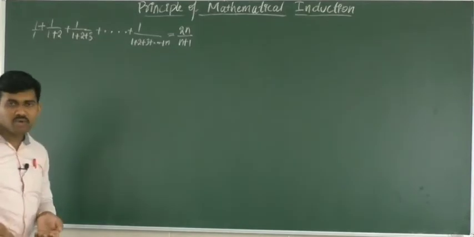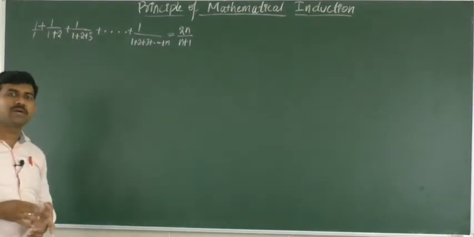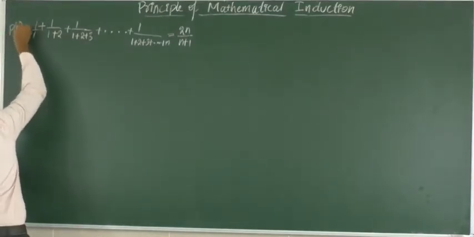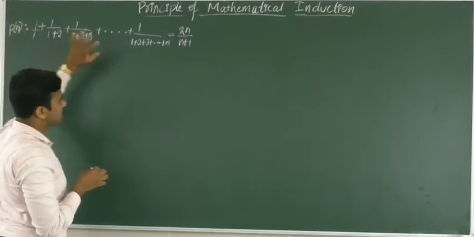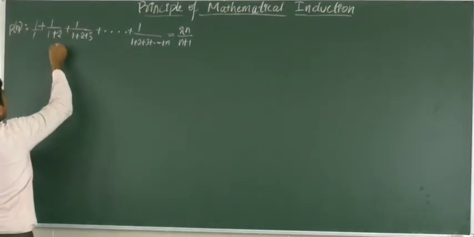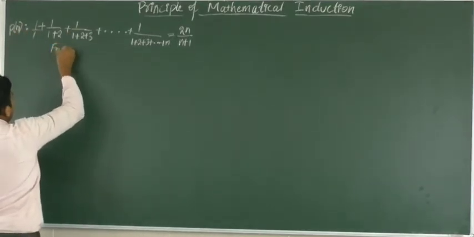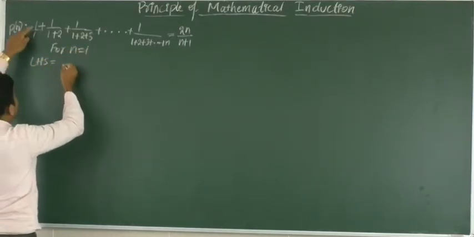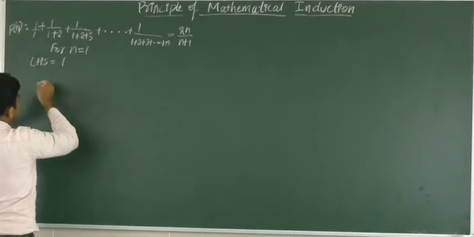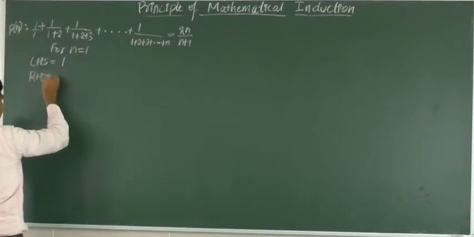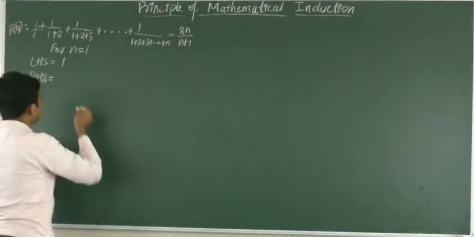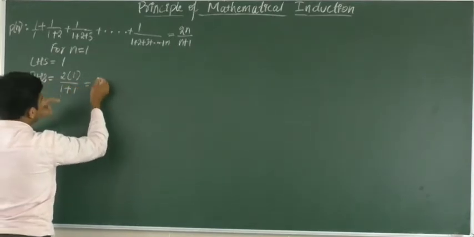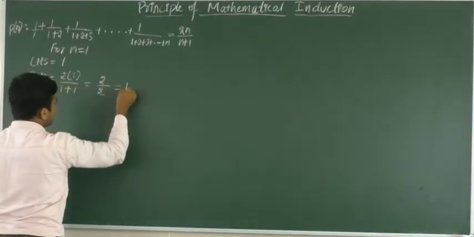Now we need to prove this statement is true by the principle of mathematical induction. So what we have to do, write together P of n. P of n is the given statement. Now the result for n is equal to 1, what will we get? The left hand side value is nothing but the first term, that is 1 itself. And the right hand side value when n is replaced as 1 is 2 into 1 upon 1 plus 1, that is 2 into 1 is 2, divided by 2, which is equal to 1.